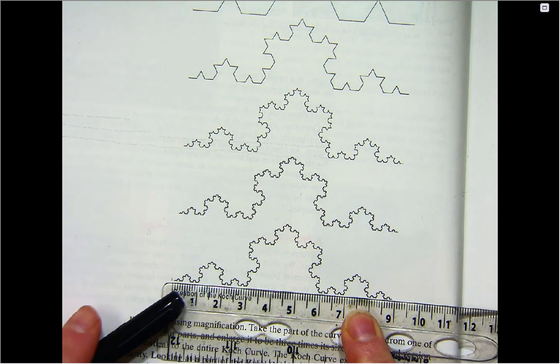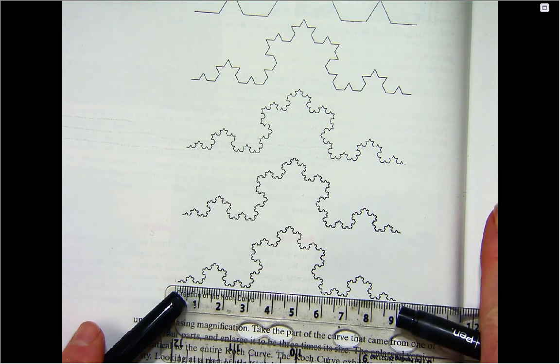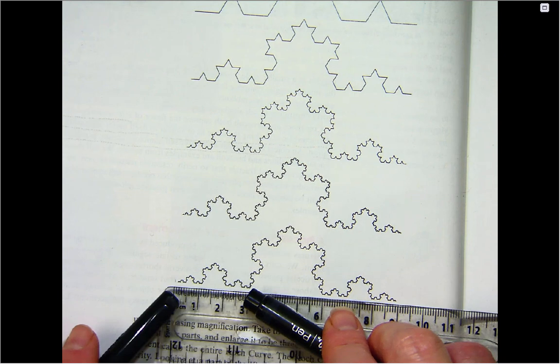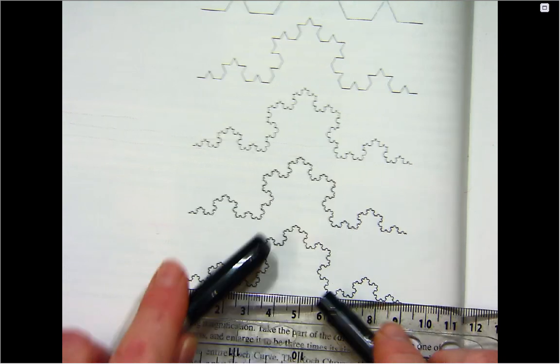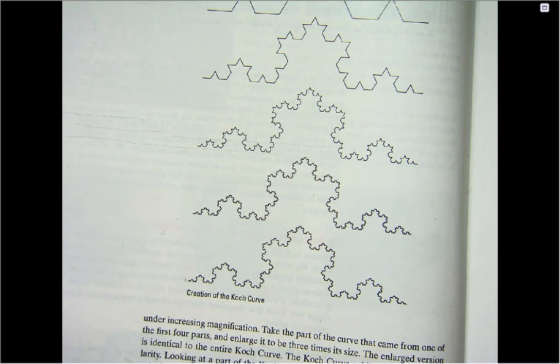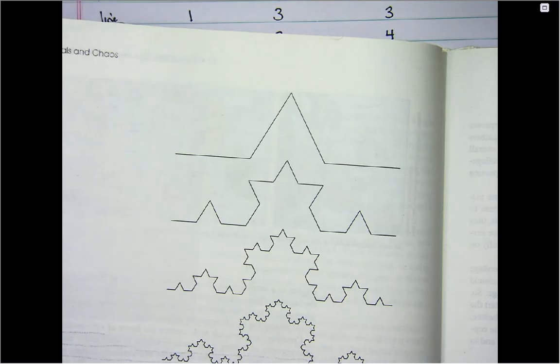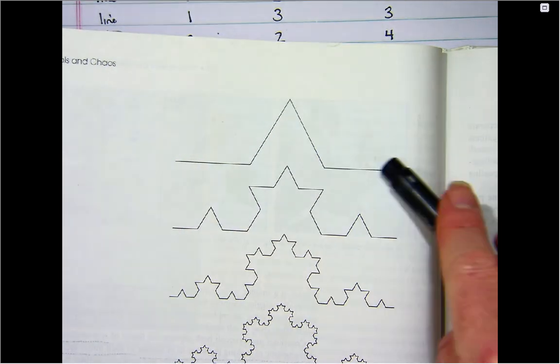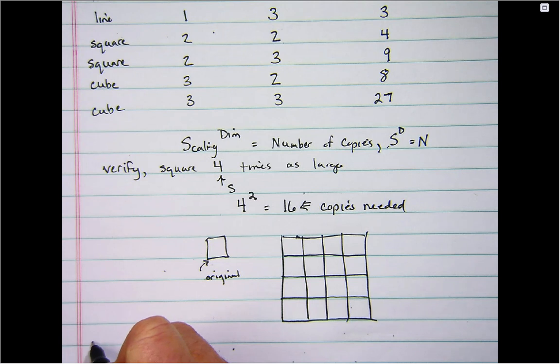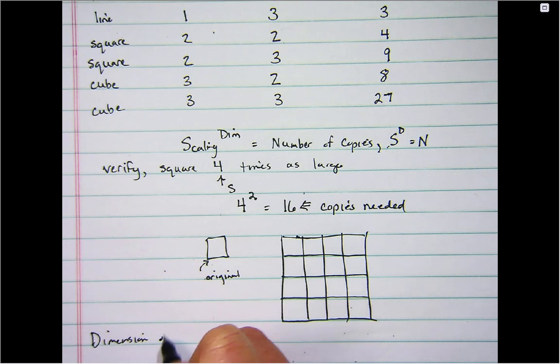We're going to make this big 9 centimeter Koch curve 3 times as big as the 3 centimeter Koch curve. And to do that, we take 4 copies of the 3 centimeter Koch curve and paste them together. We're actually pasting them on this spot right here, like that. So we could make a real rough drawing for your notes, okay? Let's find the dimension of the Koch curve.